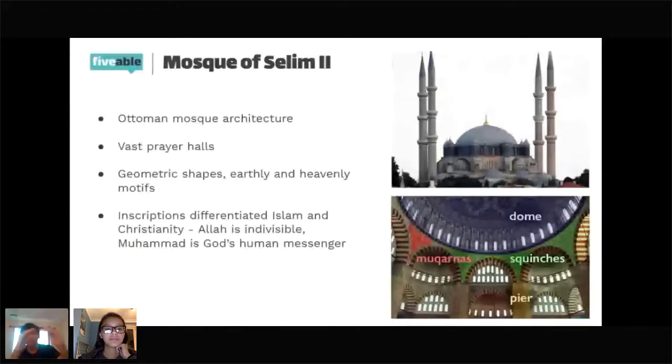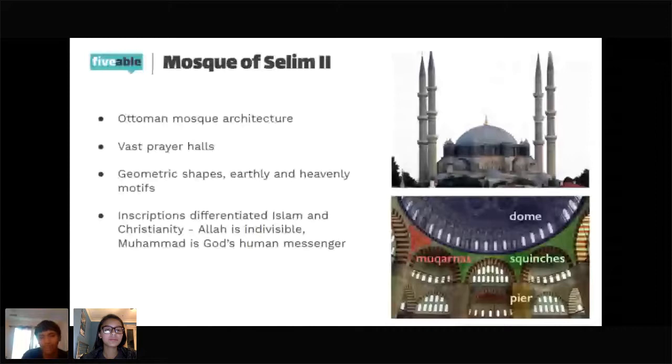There's a dome, and at least two to four spires on the side. This mosque, like any other mosque, had vast prayer halls, and they featured geometric shapes. You can see a semicircle, or if you like geometry, a triangle or a square on this side, and people can just look at it and have fun with it. And you can see earthy motifs.